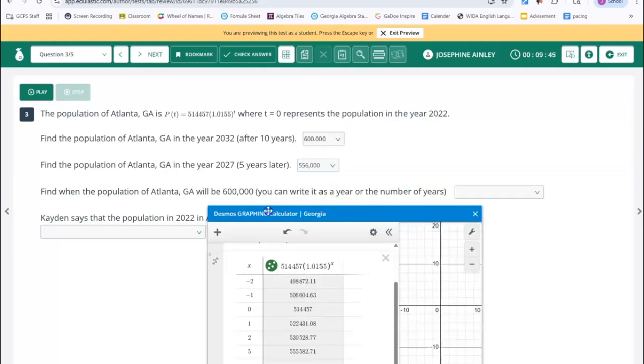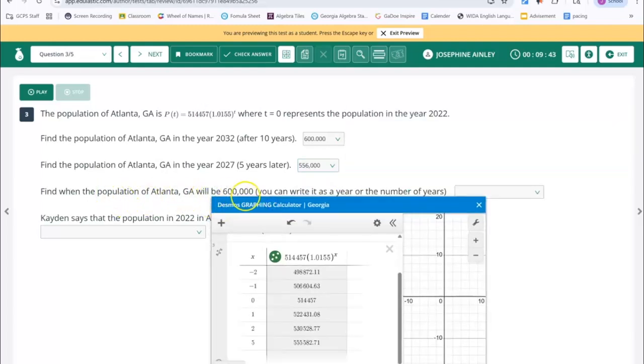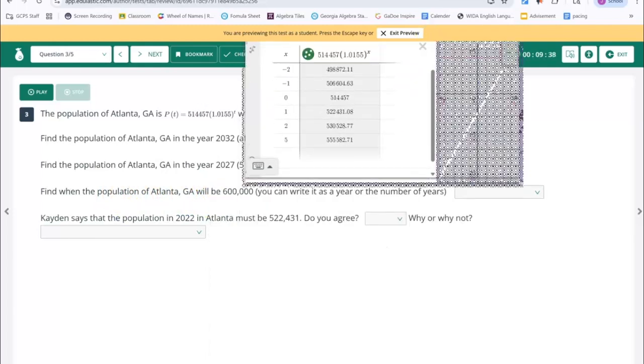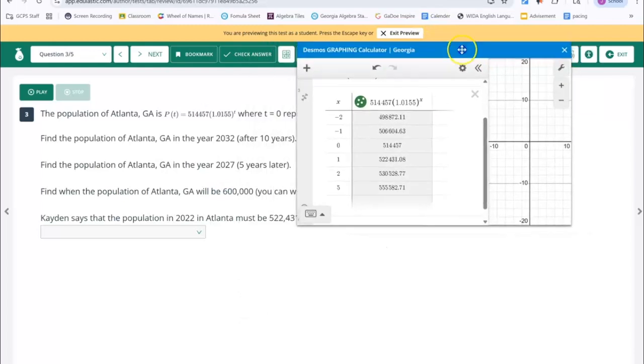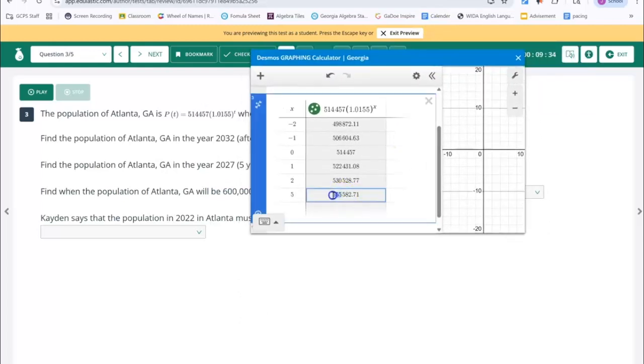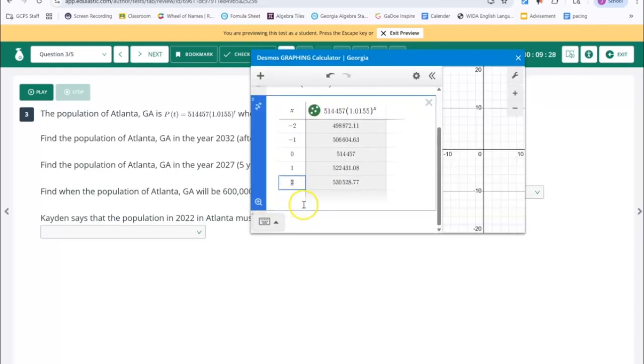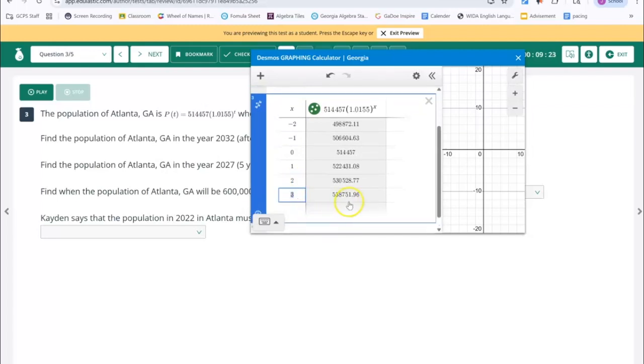All right, find the population in Georgia when the population will be 600,000. You can write the year as the number of years. Okay, so what year is it going to be 600,000? So I'm looking for this part right here to be 600. So I'm going to press enter and you can see nothing happens, right? That's because I've changed the table. So I'm going to go back to where I hadn't changed it. And then I'm going to press enter. See, now I can get a value.